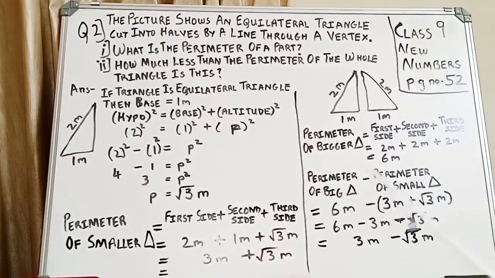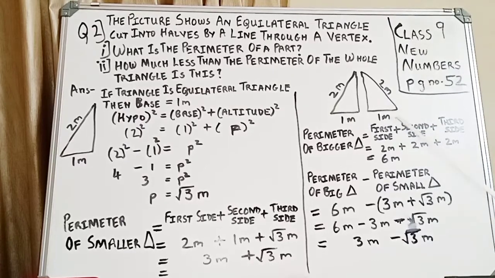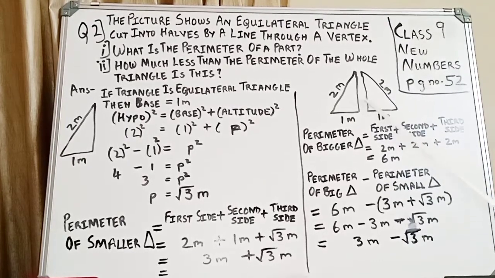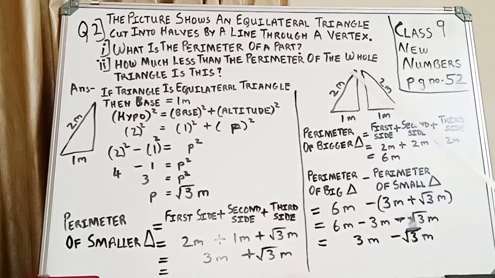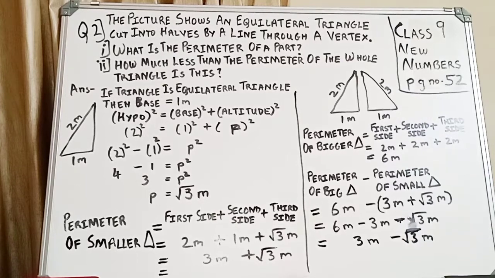So what is the perimeter of this small part, the first part, and how much is the perimeter of the whole triangle less than this small part? Two things we have to find. First is the perimeter of this small part and how much is the perimeter of the whole triangle. Whole triangle means the full triangle. So we can write the answer.